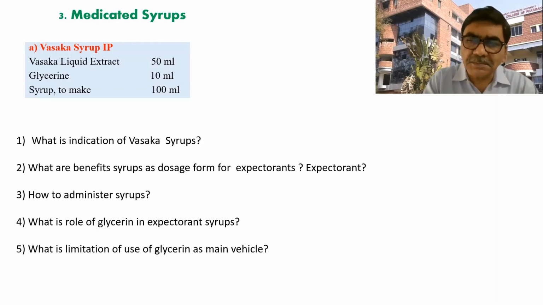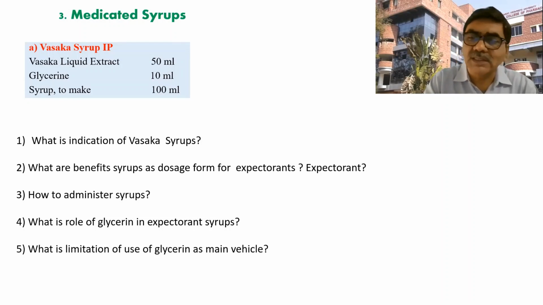But at least we should know in the first year the basics: what the dosage form is, how to understand the example and the dosage form, ease of administration, way of administration, likewise. So we are considering here the first, Vasaka syrup. It is a syrup, which is a liquid. We have to compare it with the elixir, the linctuses, and the mixtures. All these are liquid dosage forms.